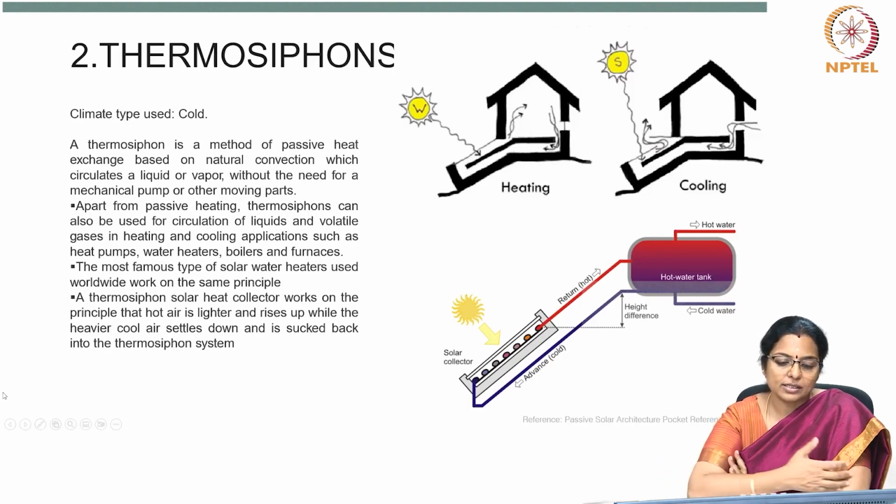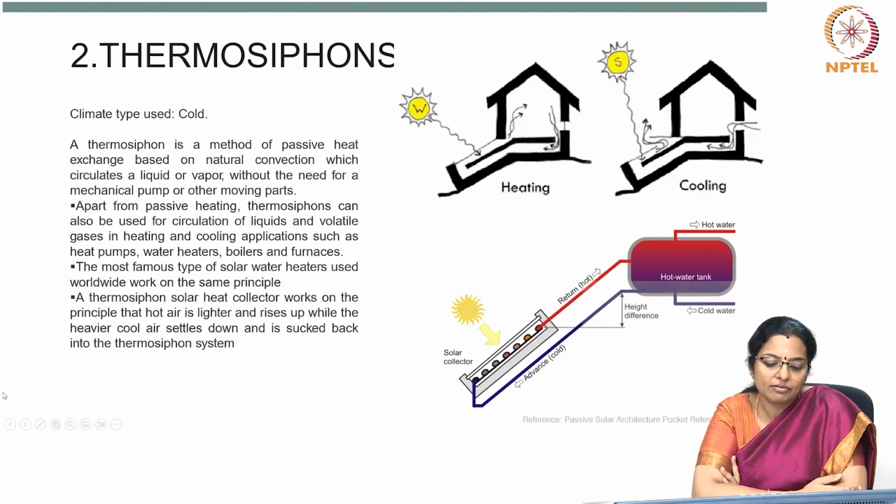The second one is thermosiphons. Now, a thermosiphon is a method of passive heat exchange based on natural convection. It circulates a liquid or vapor without the need for a mechanical pump or other moving parts. Apart from passive heating, thermosiphons can also be used for circulation of liquids and volatile gases in heating and cooling applications such as heat pump, water heaters, boilers, etc.